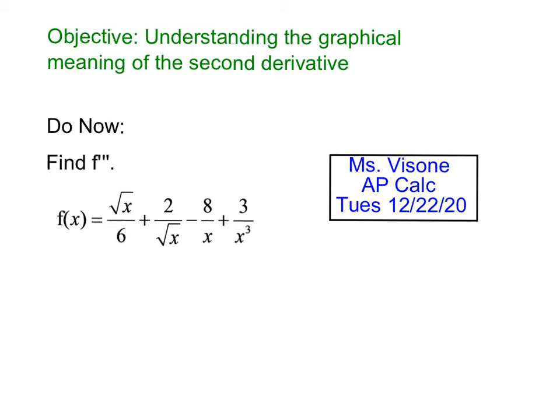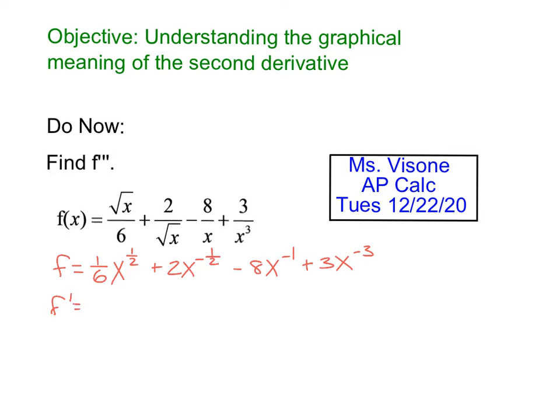Alright, so whenever I'm asked to find a third derivative, what I usually will do is I'll write it with fractional exponents and negative exponents because I know this is going to get complicated. So 1/6 x to the 1/2, 2x to the negative 1/2, 8x to the negative 1, and then 3x to the negative 3. Now, if I just was asked for the first derivative, I wouldn't do it this way. But because they're asking for the third derivative, I know this is going to get a little wonky.